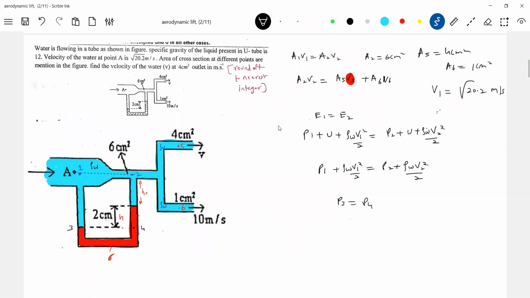Pressure at 3. What is the expression for pressure at 3? I'll write the manometric equation from here to here: P1 plus rho W G H naught plus rho W G H minus P3 equal to 0, because everything is rho W here.